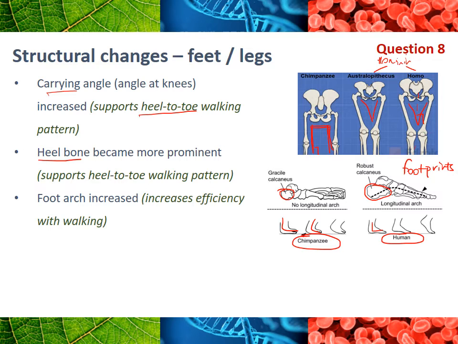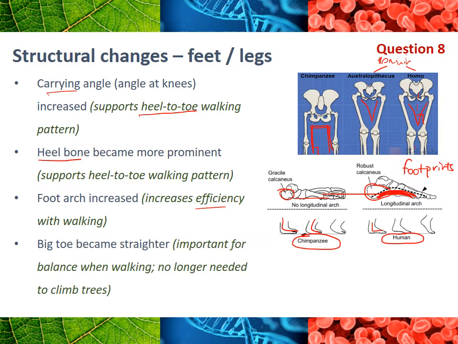Another thing as well is that the arch in our foot increased. Okay, so you probably noticed that we have an arch on the middle side of our foot. Some people don't have much of one, and that's what's called having flat feet. You might have to wear orthotics, but most humans have this kind of arch in the middle of our foot. It helps us to keep our balance. It makes our walking more efficient. Great apes don't have that.